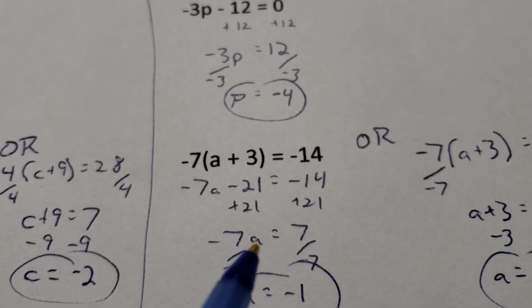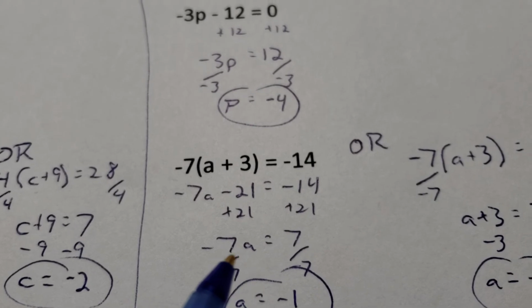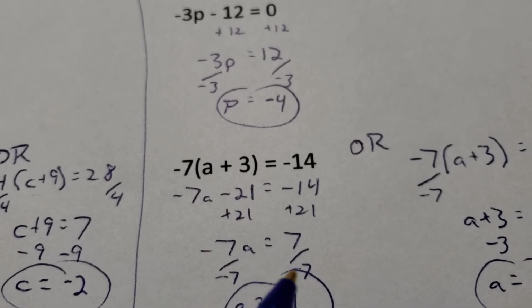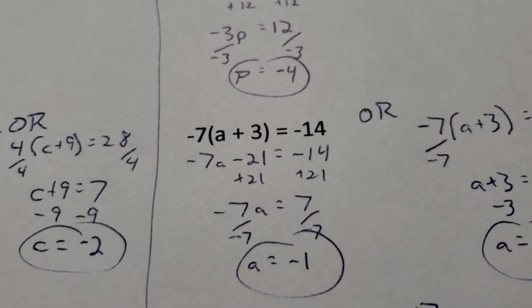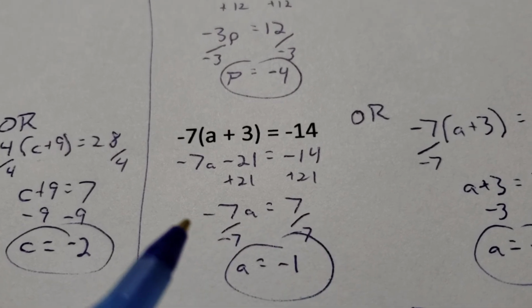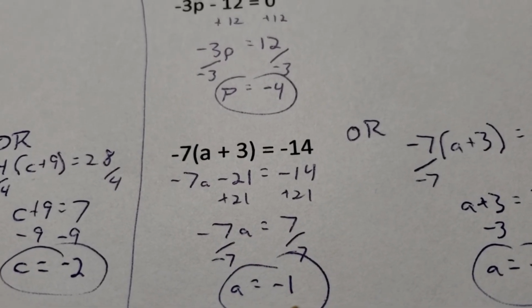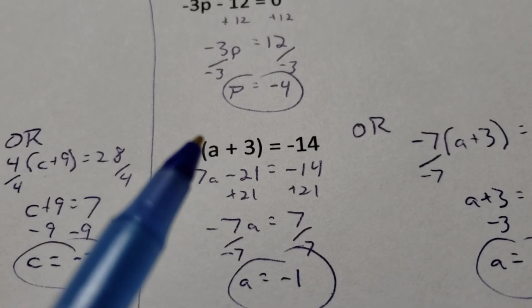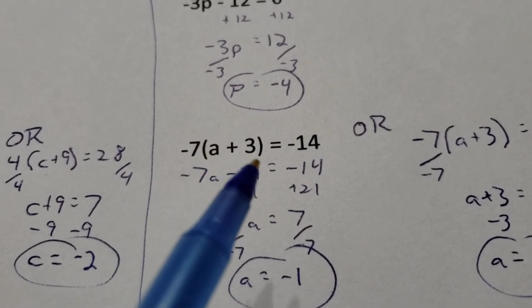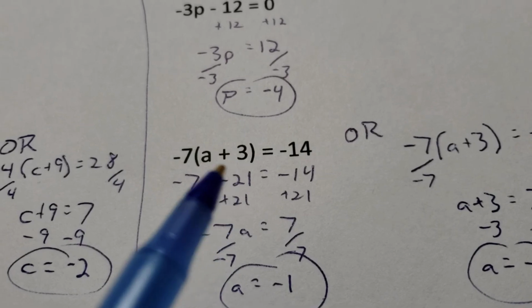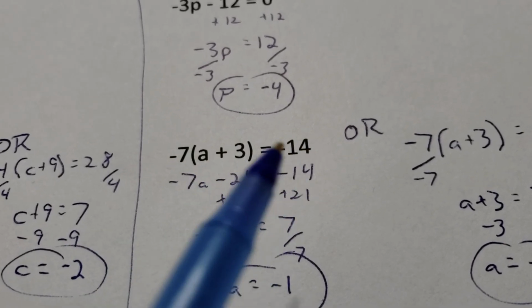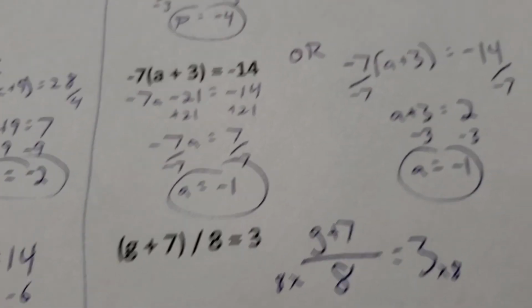And I don't want that negative 7 hanging out with my a anymore, so I divide by negative 7 on both sides. Divide by negative 7, and that clears out this side, and a positive divided by a negative is a negative, and 7 divided by 7 is 1. Let me double check. A negative 1 plus 3 gives me 2. A negative 7 times a positive 2 is a negative 14. So I know the negative 1 works.